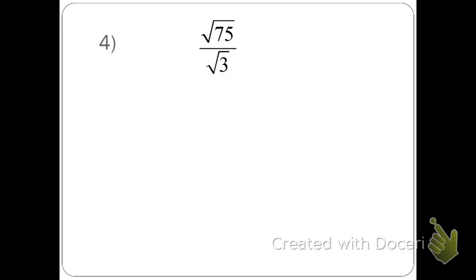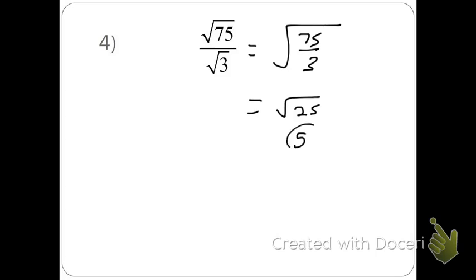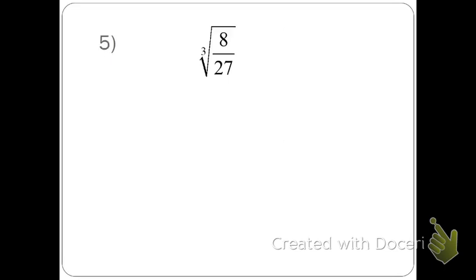All right. Now you're going, well, this time it would make sense to think of this as the square root of 75 divided by 3, which is the square root of 25, which is 5. Still good? Okay. All right. Super easy problem.